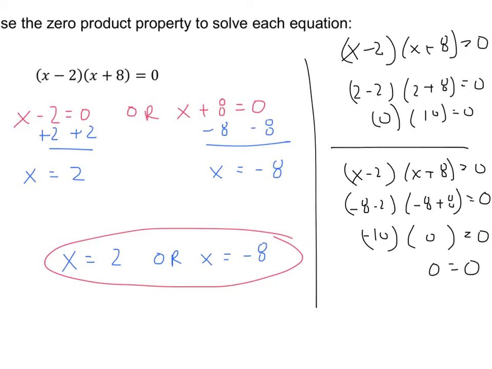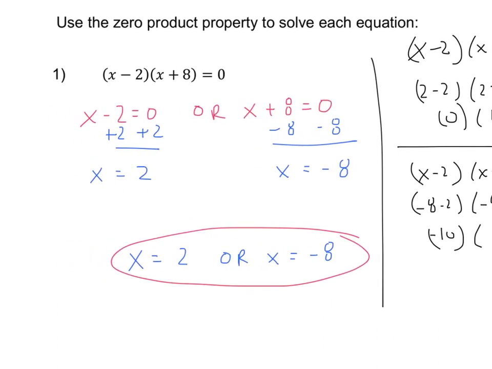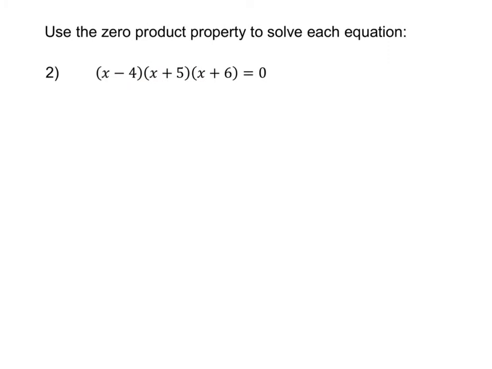Okay, so those are the two solutions, 2 and negative 8. And why are those the two solutions? Because 2 is the number that makes this factor 0, and 0 times, well, whatever this is, would be 0. And negative 8 is the number that makes the second factor 0. If I plug negative 8 in here, negative 8 plus 8 is 0. 0 times whatever this is would be 0. Right? We can do this for even bigger ones, too.